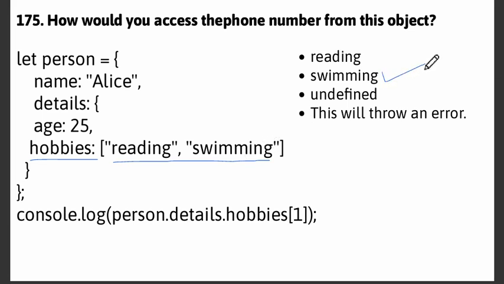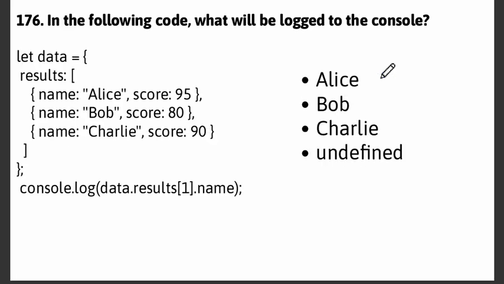We're going to get swimming, because we know that the index values start from 0 and then 1. So inside the console log we need to access the one index. We know that swimming comes on one index, so the output will be swimming.